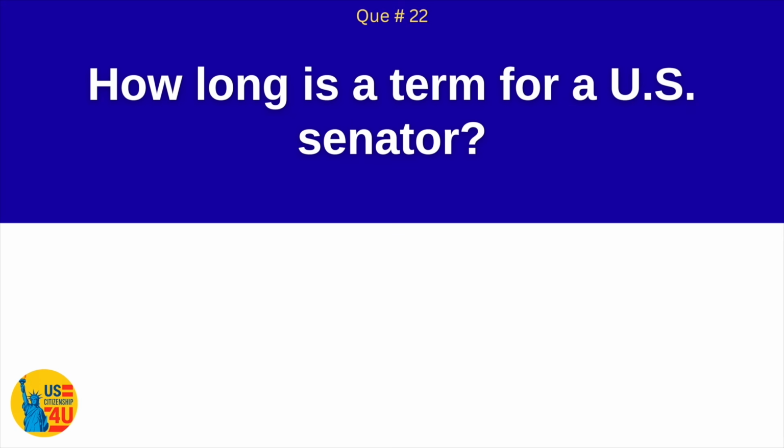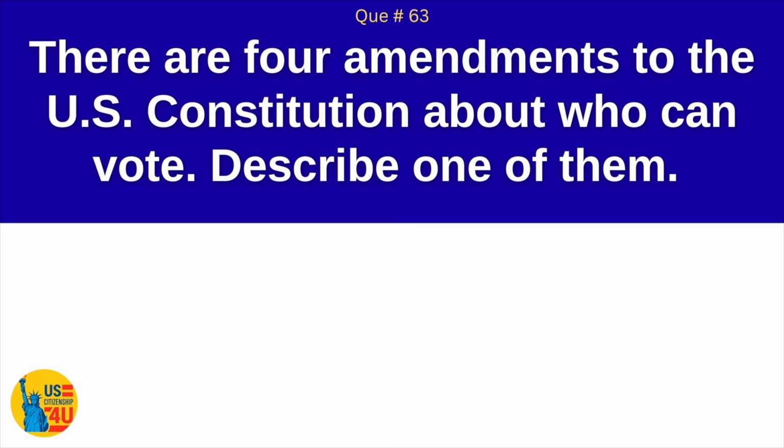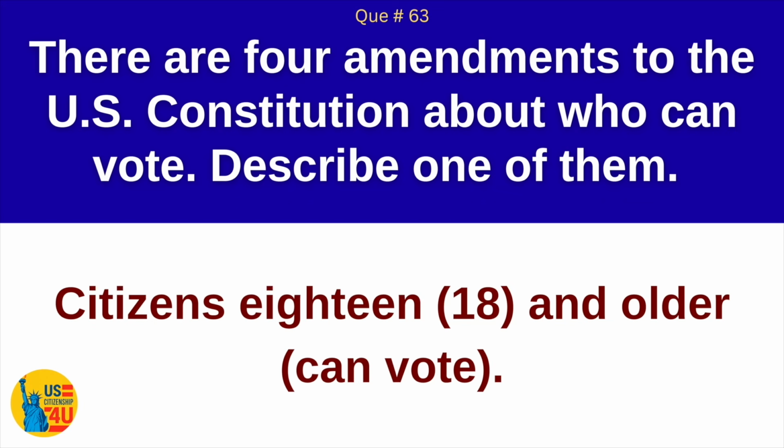How long is a term for a U.S. Senator? Six years. There are 4 amendments to the U.S. Constitution about who can vote. Describe one of them. Citizens 18 and older can vote.